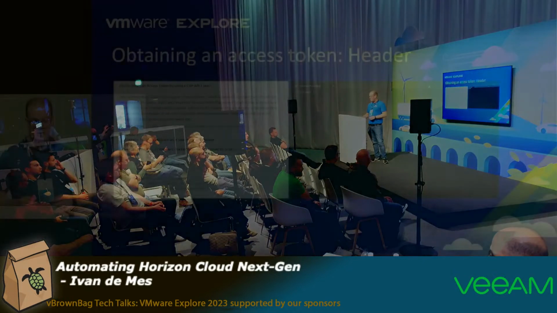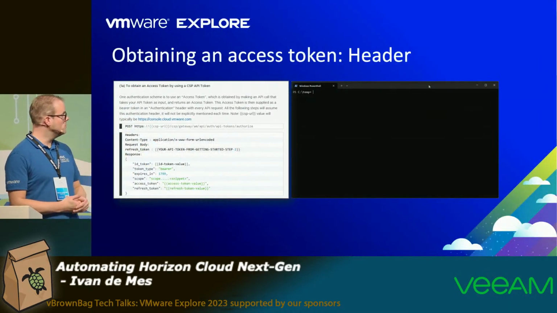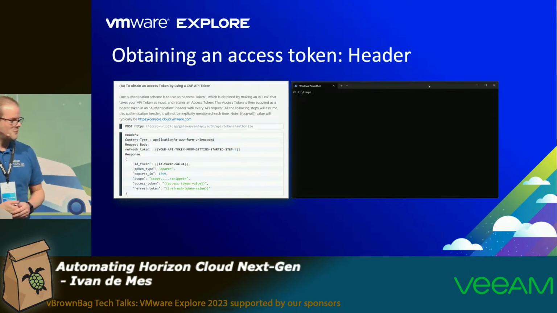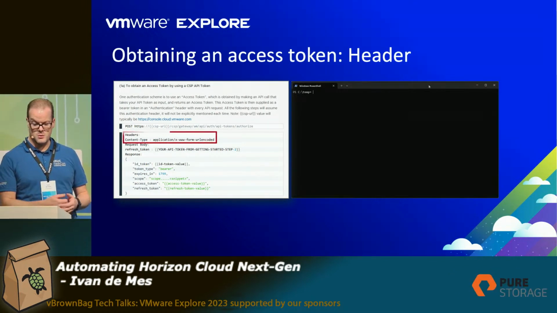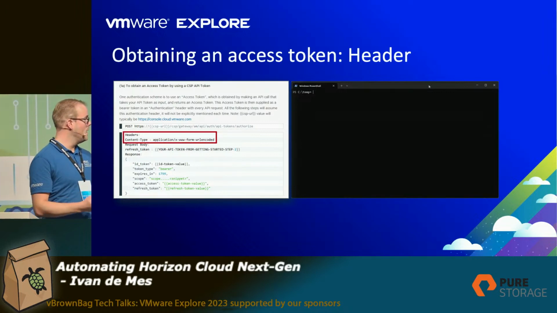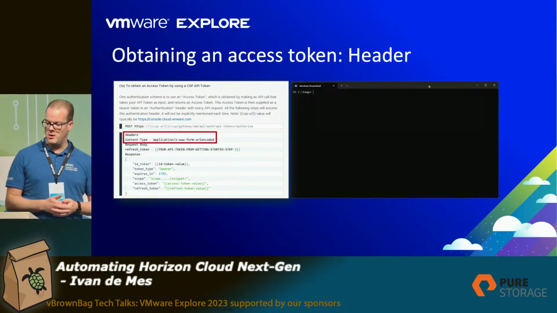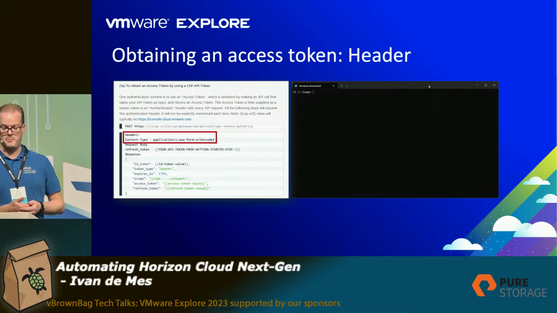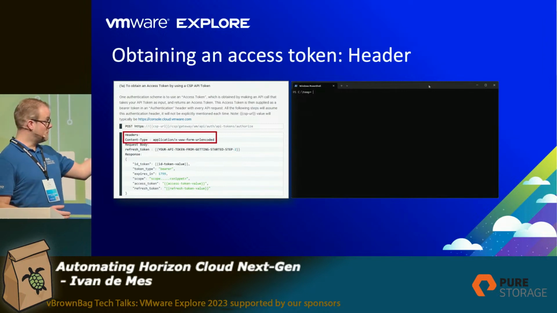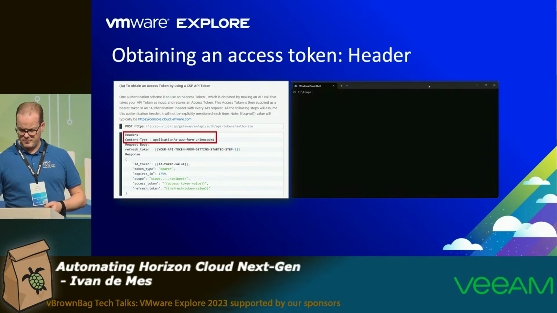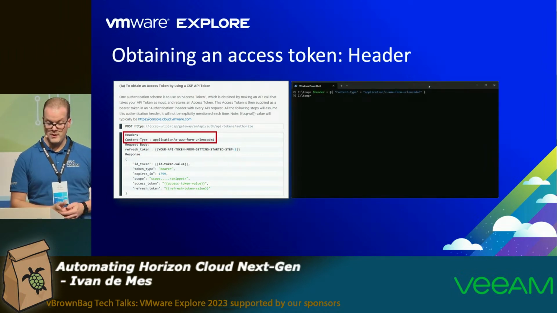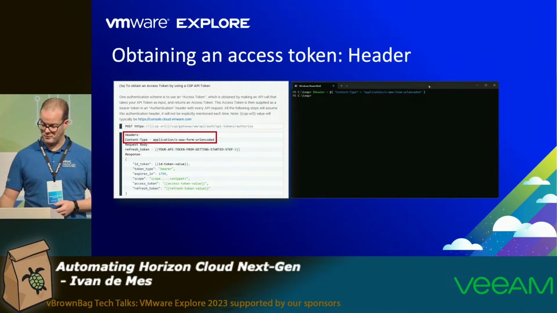So to obtain an access token, what we have to do, and I hope that it is a bit viewable, maybe it's a little bit small, but what we need to do is we need to construct a header, and the header has to be of a certain content type, which is specified in the documentation as well. So what we do is we construct that header with PowerShell, and that's the first step.